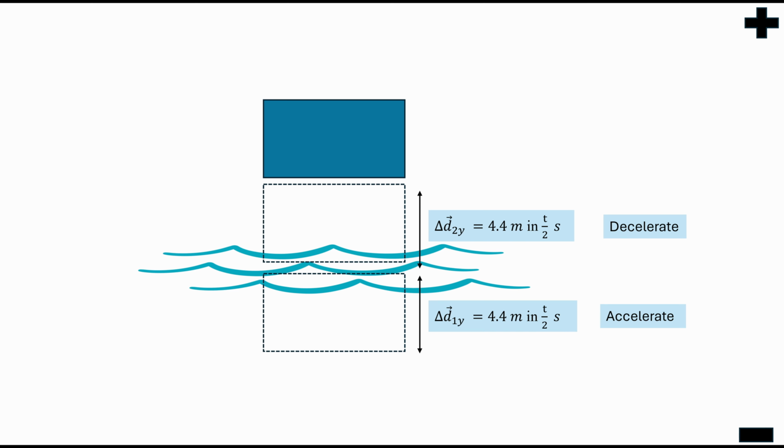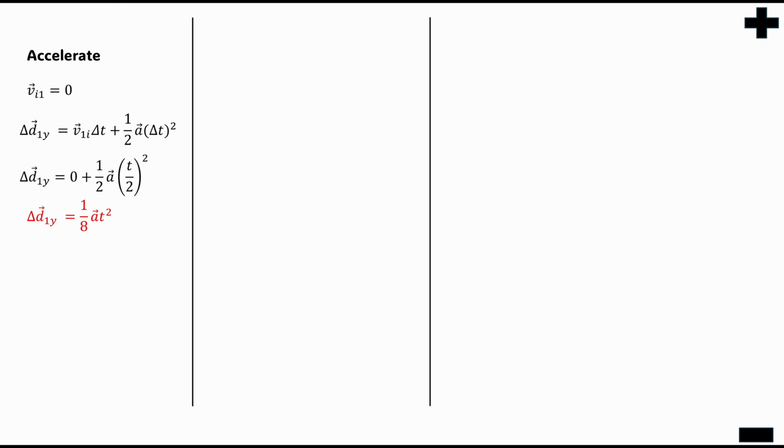Because lift appears continuous and smooth, we can assume symmetric acceleration and deceleration, as in the X-Wing accelerates for the first t over 2 seconds and decelerates for the final t over 2 seconds. As such, in the acceleration phase, displacement will equal our initial velocity, which will be 0 because we're at rest, times delta t, plus 1/2 acceleration delta t squared. Here delta t would be t over 2 given our assumption. Simplifying, we get that delta d1y is 1/8 acceleration times t squared.